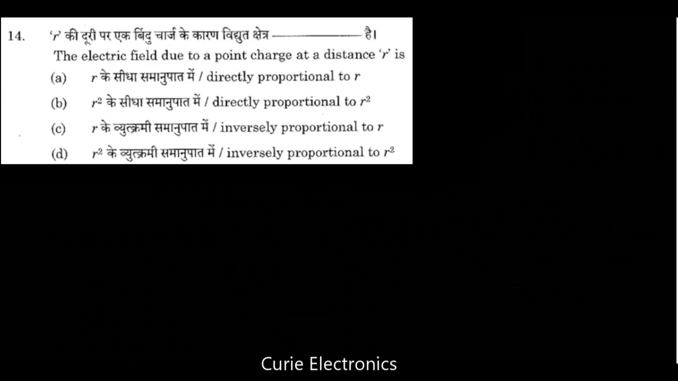Electric field. The electric field due to a point charge at a distance r is given as 1 upon 4 pi epsilon naught, q upon r square. So the electric field is inversely proportional to r square from this equation.